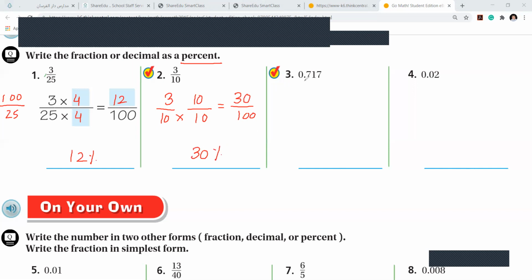See here, girls, how I do it. 0.717. That means if I open it, you have 3 numbers after the point. So it is 1, 2, 3. Girls, I must multiply by some number to make this 100. So what do I do? See here very carefully, girls. This is 0.717, right? But when I remove the point, it is 717.